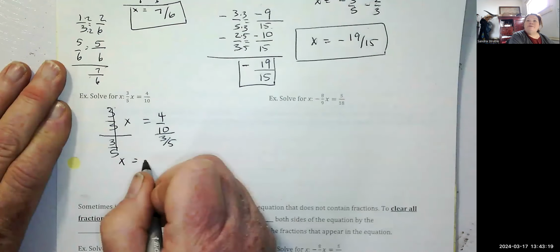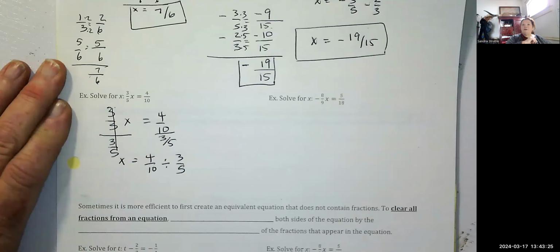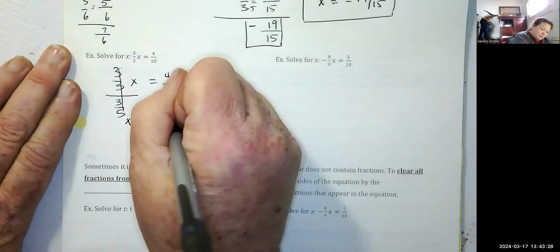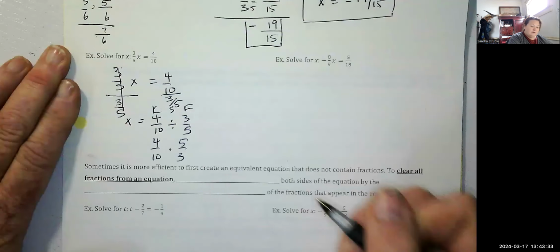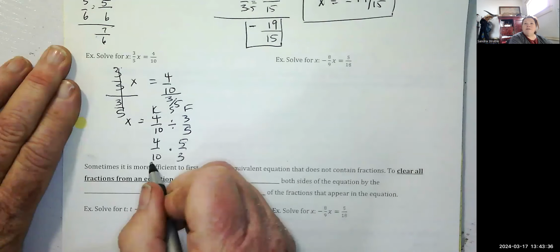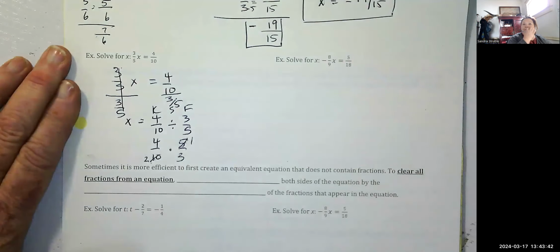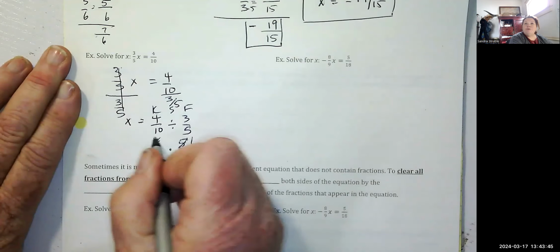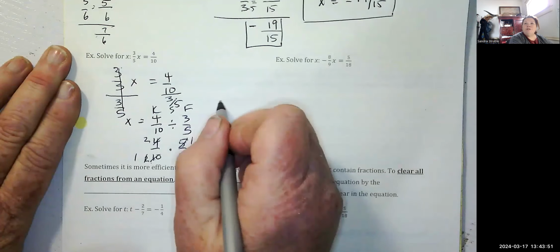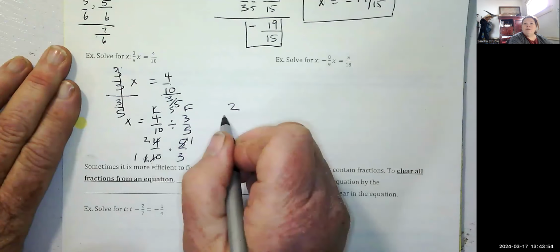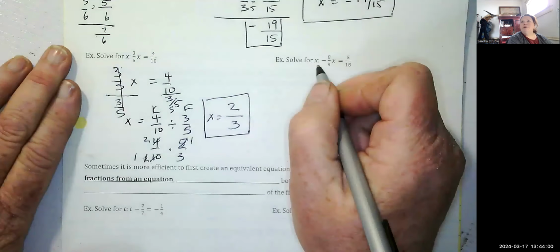I'm going to rewrite this as 4/10 divided by 3/5. I think that's better because then we can do the keep, switch, flip. Keep, switch, flip: 4/10 times 5/3. And I can reduce now. I can reduce the 5 and the 10 or the 4 and the 10, either one. 5 and 10 reduce to 1 and 2. And then 4 and 2 reduce to 2 and 1. So now we have 2 times 1, which is 2, and 1 times 3, which is 3. So x equals 2/3.